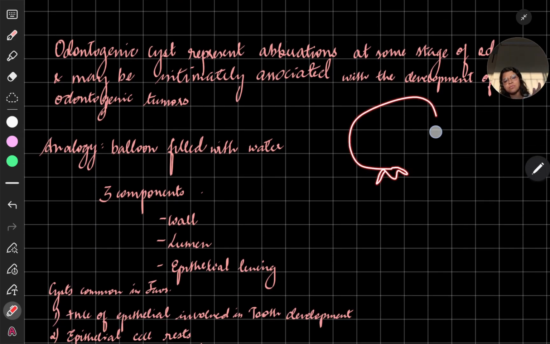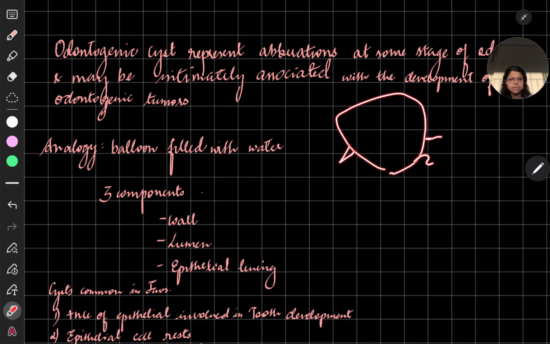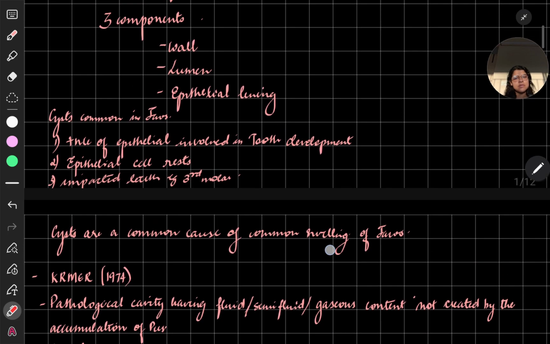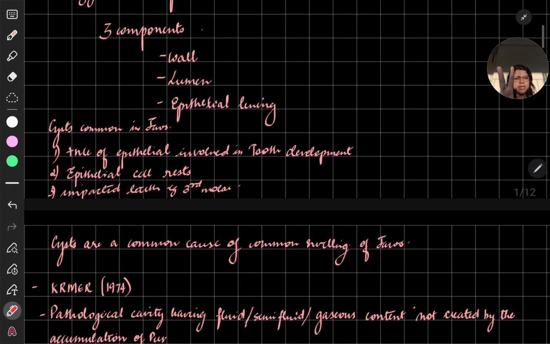Now if you see the balloon, first is the lumen, then you have an epithelial lining and a wall, connective tissue wall to it. So you have a wall, you have a lumen and an epithelial lining. These are the three components of a cyst.